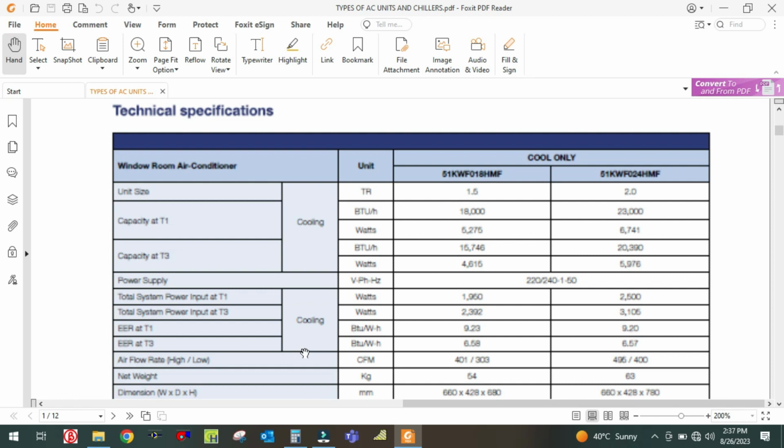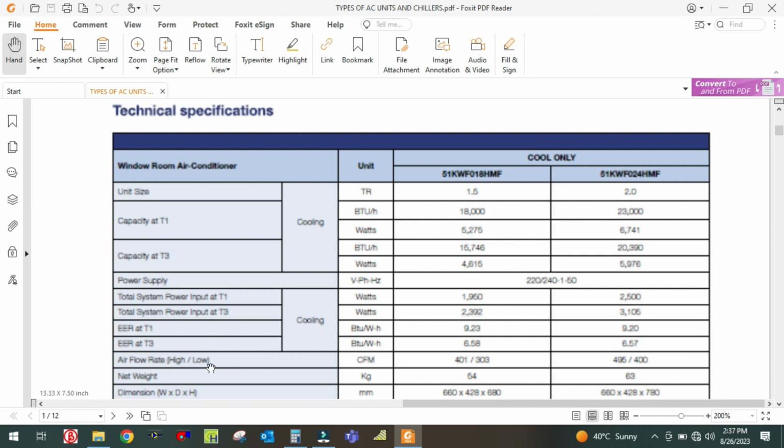If your requirement is 11 months or 10 months in a year, then you can go for the 5 star. That means you are running the AC a lot and saving the energy cost, and you are paying an initial cost higher than the 3 star.